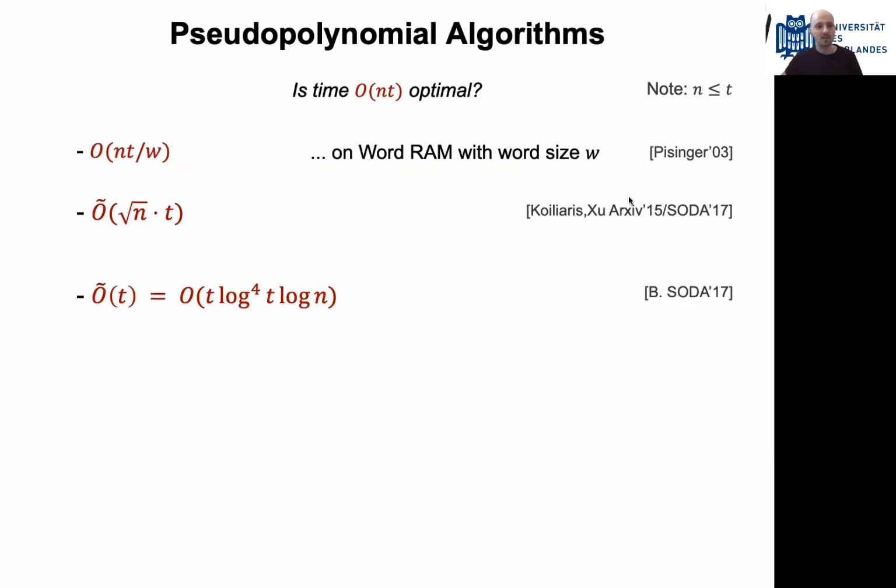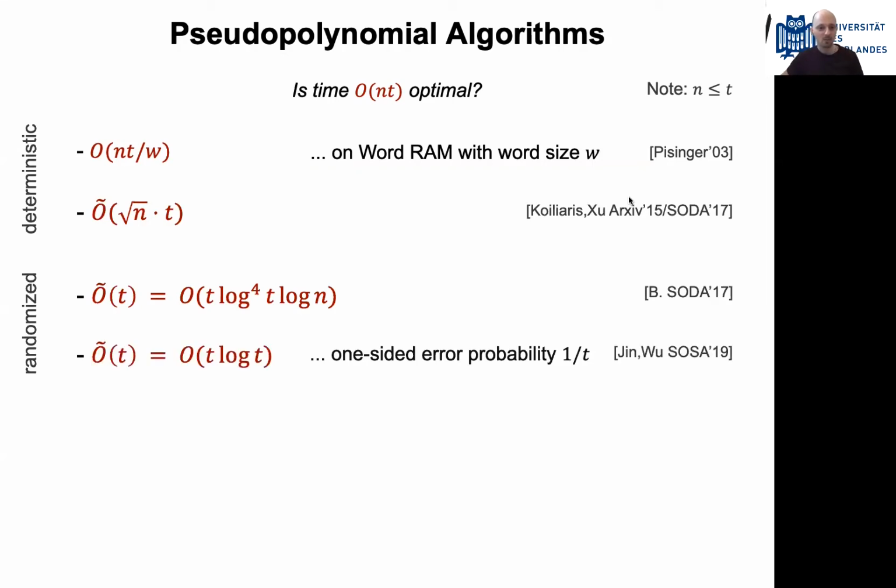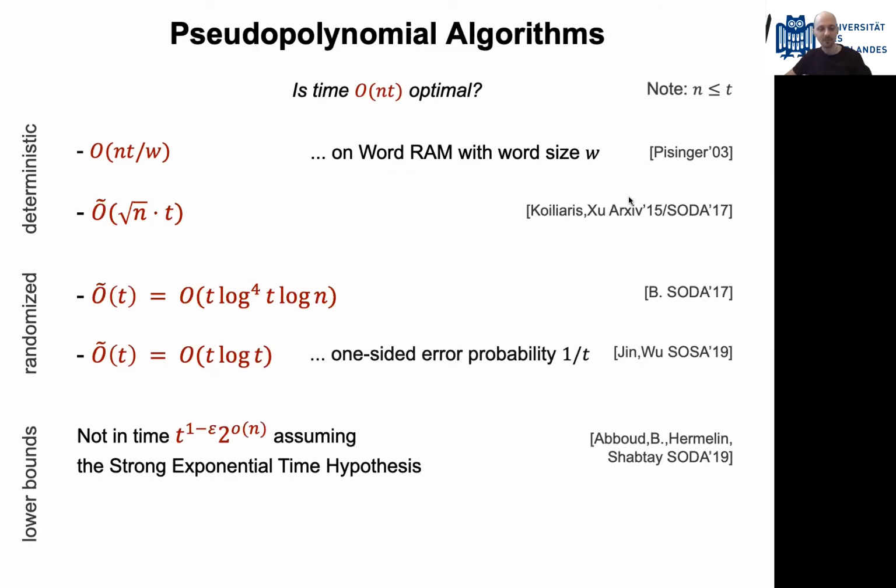And then a bit later, I came up with a near linear time algorithm, O tilde of T, times a couple of log factors. And the big difference between those is actually that the classic algorithm and also the algorithm by Koiliaris and Xu are deterministic. My algorithm uses randomness, and it's still an open problem whether it can be de-randomized. There were further log factor improvements, but this near linear time in T is the currently best known.